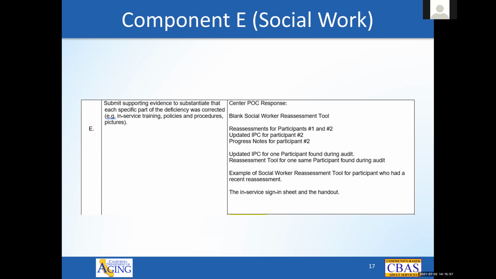So we have the blank tool that was recently developed. We have the reassessments for the participants affected in the report. And then we have the updated information for participant number 2. And then they also submitted evidence that it was corrected for other participants listed in the report. And then they also gave an example of somebody who recently had a reassessment. So we could see that that implementation is going into effect. And then I'll let Ivan wrap it up.